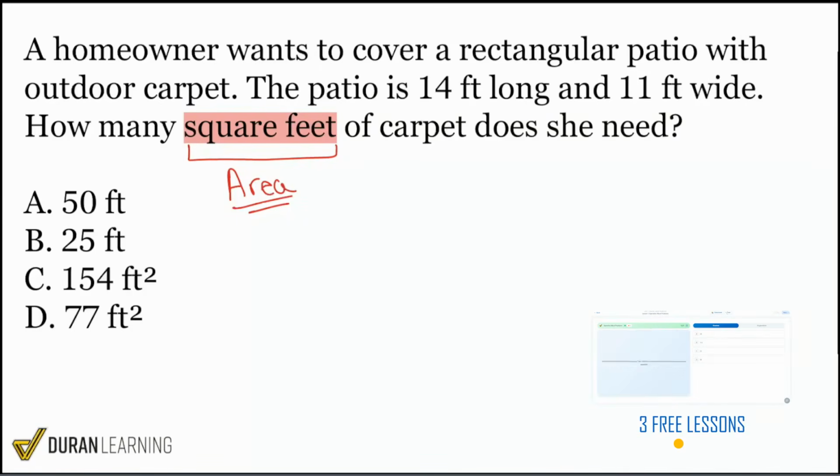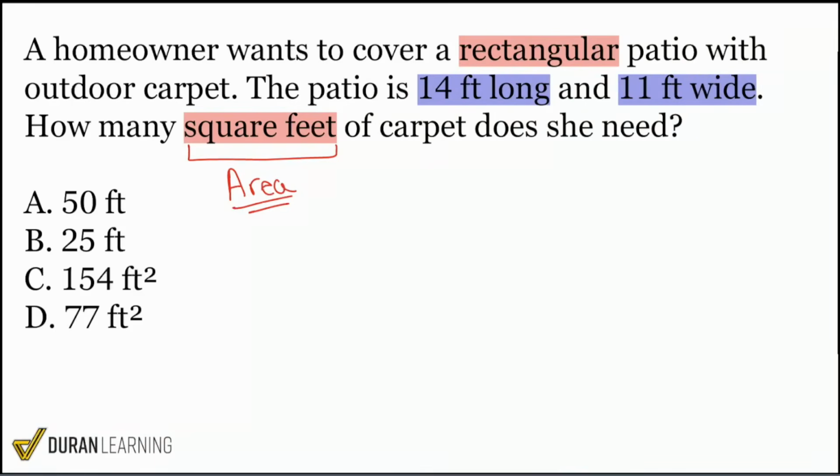We know that the first sentence says a homeowner wants to cover a rectangular patio. So let's highlight that. A rectangular patio with outdoor carpet. Not the best idea in the world, but okay. And then it says the patio is 14 feet long and 11 feet wide. Awesome. So we're going to highlight that too. We have the length and we have the width and we have everything we need. We just really needed to know what that key phrase, square feet, meant because I have everything I need.